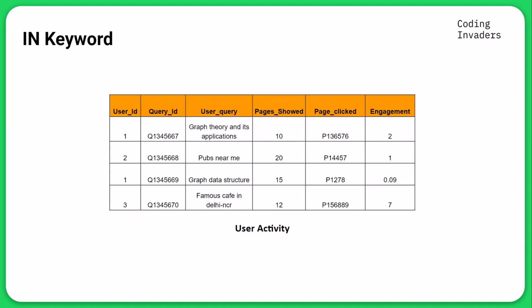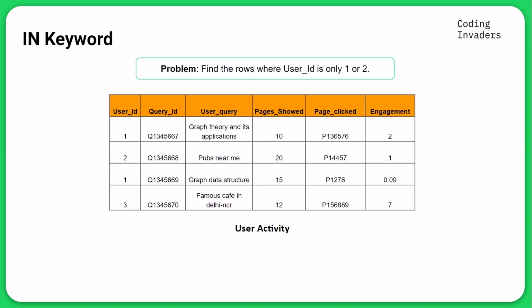We have a table. The table name is user activity of a search engine. This table contains information about user ID, their query, what pages are clicked, etc. It has 4 rows and 6 columns. Now, I want to get the rows where user ID is only 1 or 2. Just by looking at it, you can tell which row will not be in the output. Can you spot it? Where the user ID is only 1 or 2. Of course, this is the row that should not be part of the output, right? Which is user ID 3.